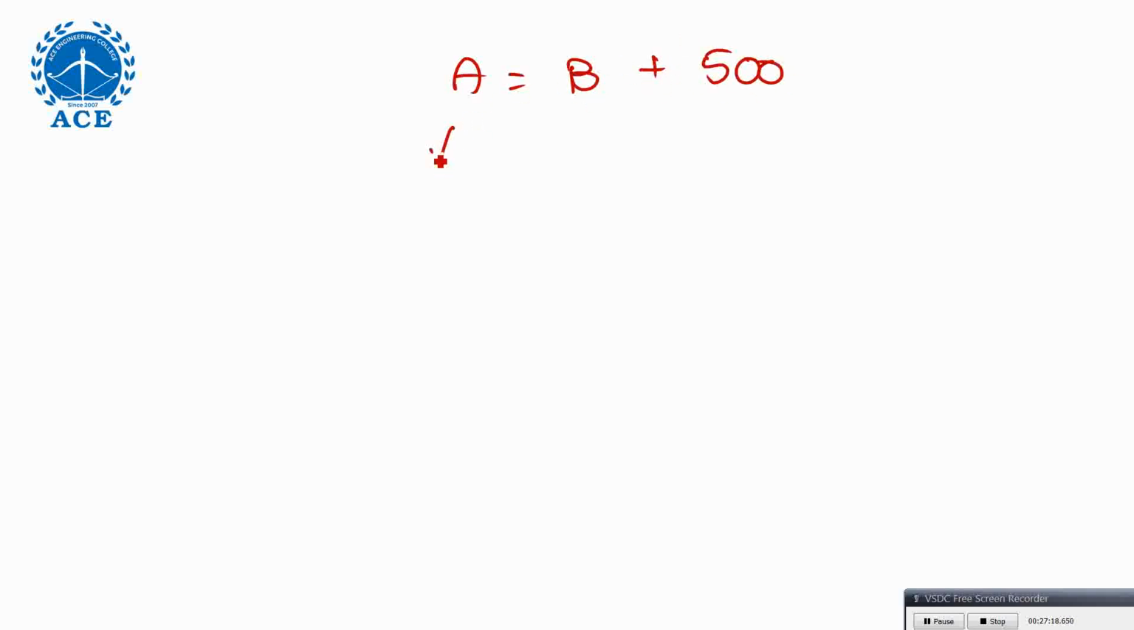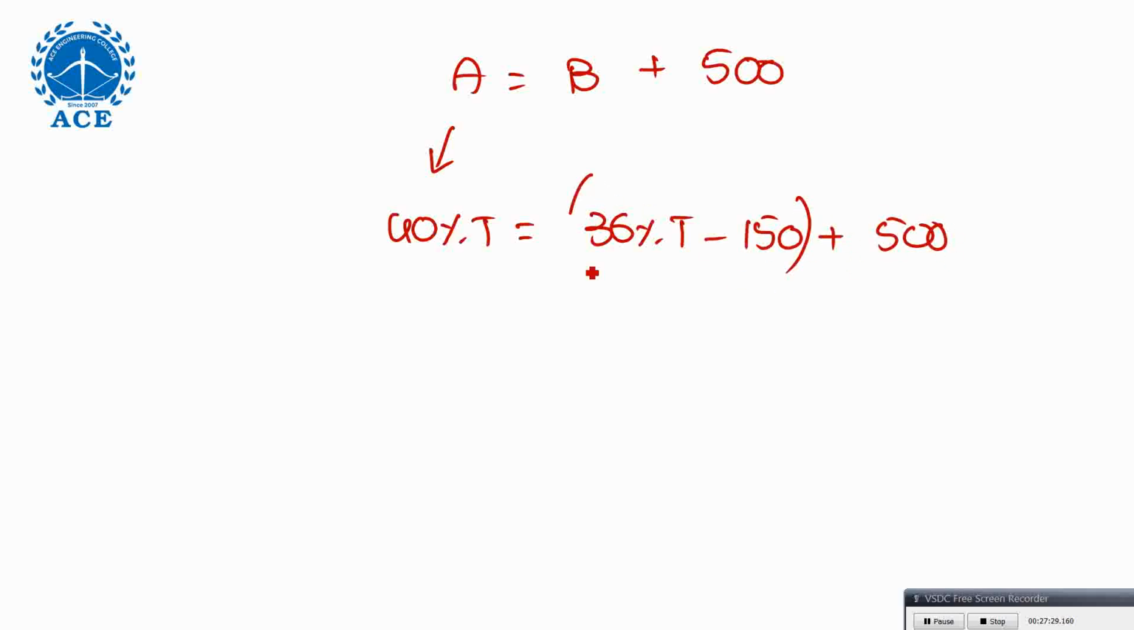What is A? 40% of T. What is B? 36% of T minus 150. Now 500 extra is there. Now what will you get? 40 and 36 gives 4%. 500 minus 150, we got 350.